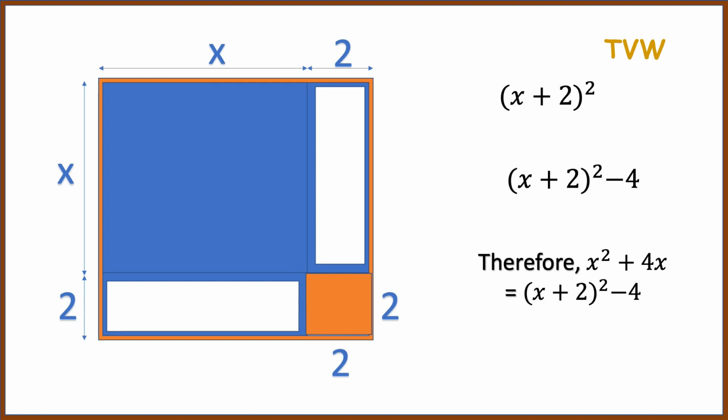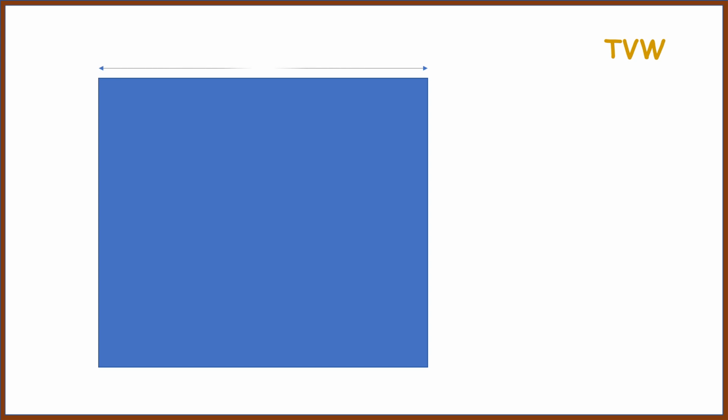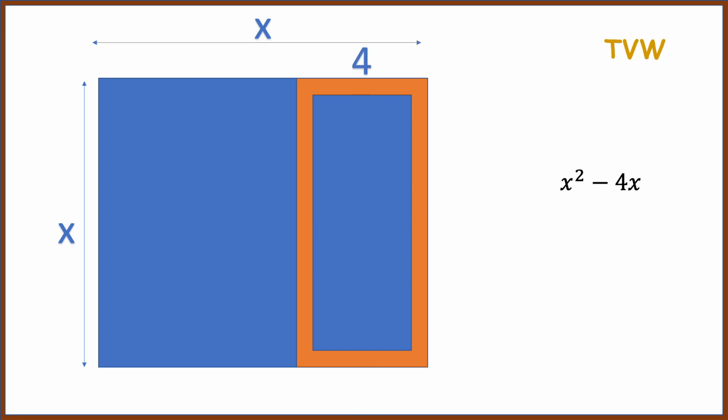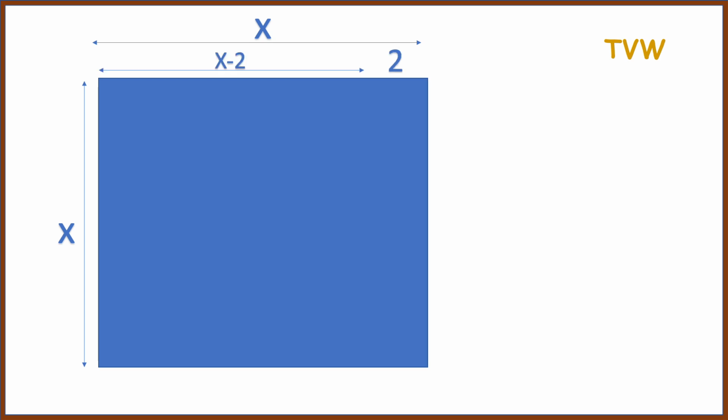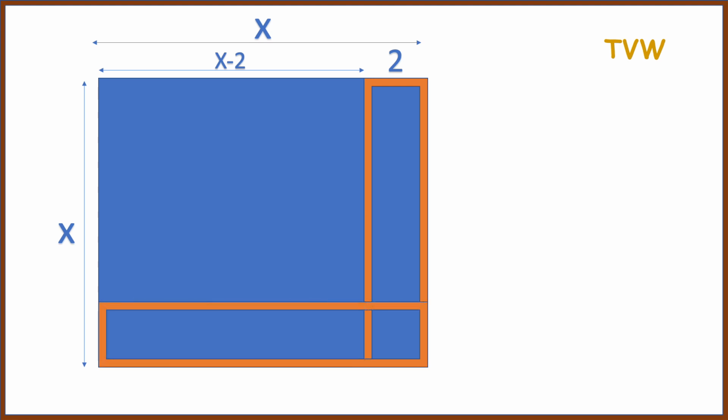Now consider this square, which has the side x. Okay, so x squared is going to be the area of this square. Now, instead of adding a rectangle, I need to subtract a rectangle which has the area 4x. What I'm going to do is I'm going to divide the rectangle as usual and I need to subtract them. Okay, let me do this one by one. Now I can write this as x squared minus 2x minus 2x, right?